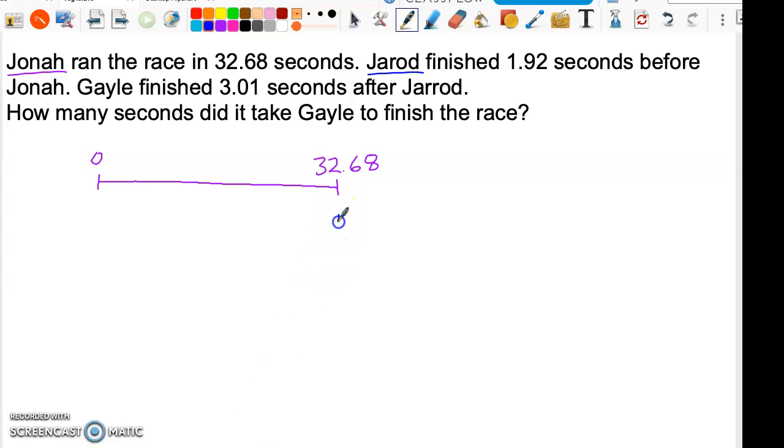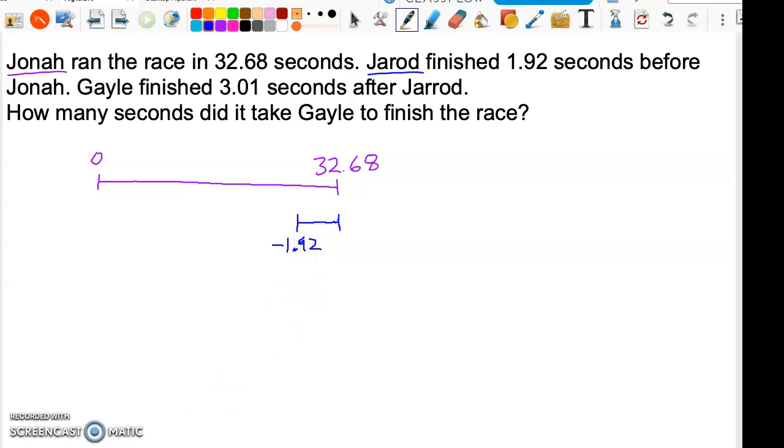So here's where Jonah finished. Jared was back here, 1.92 seconds. It's a little bit exaggerated. So I'm going to say minus 1.92, because I'm going back from 32.68.